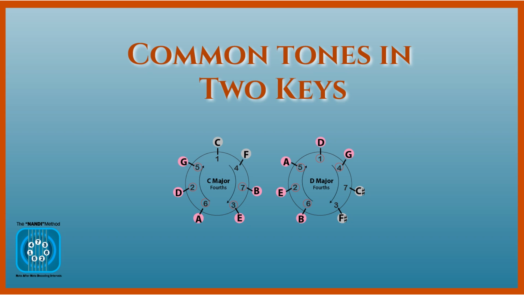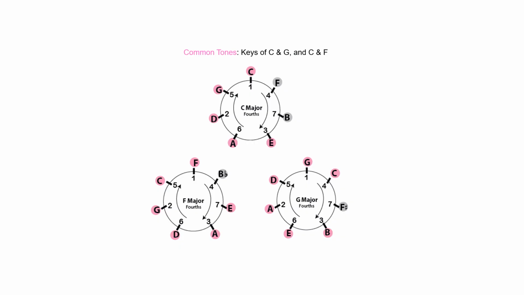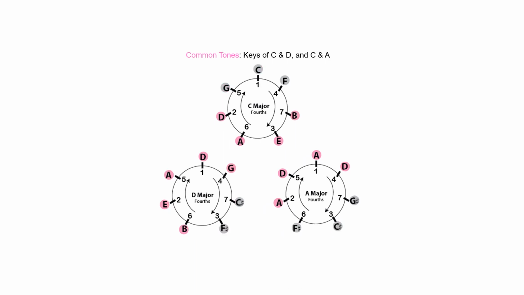In this lesson, you'll learn how to find common tones between two distantly related keys. It's easy to find common tones between two closely related keys, such as C major and G major, or C major and F major, because they share many notes in common and only differ by one sharp or one flat. However, the keys distantly related to C major, for example, D major or A major, differ by two or more accidentals.